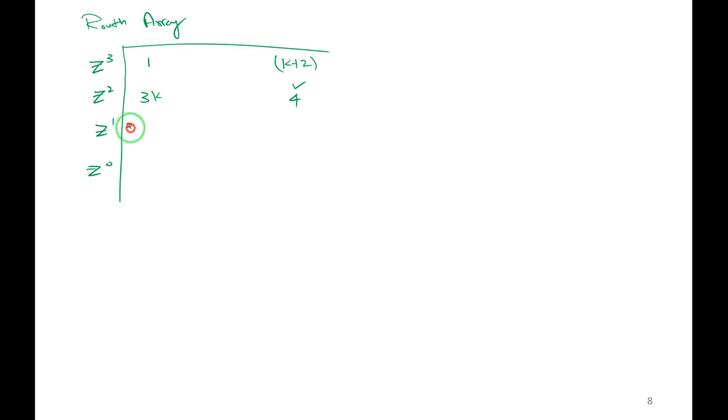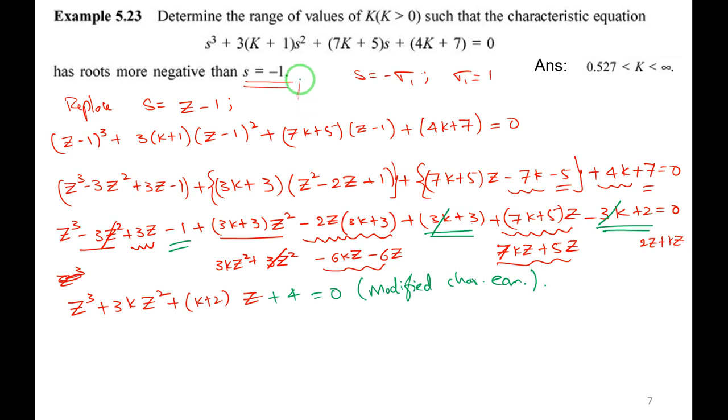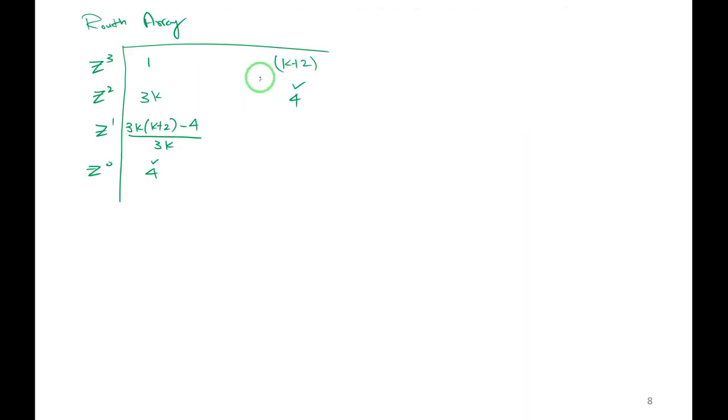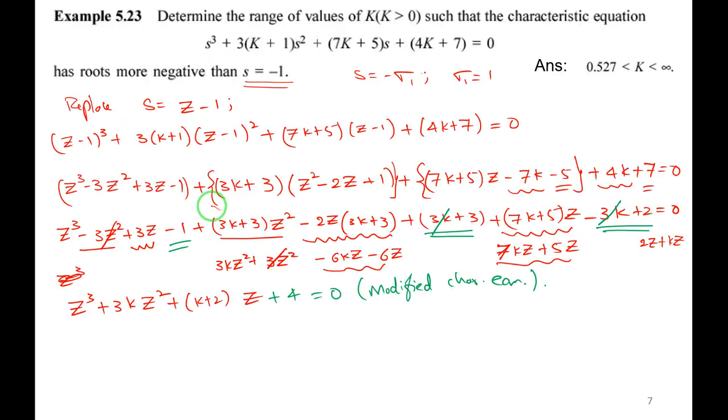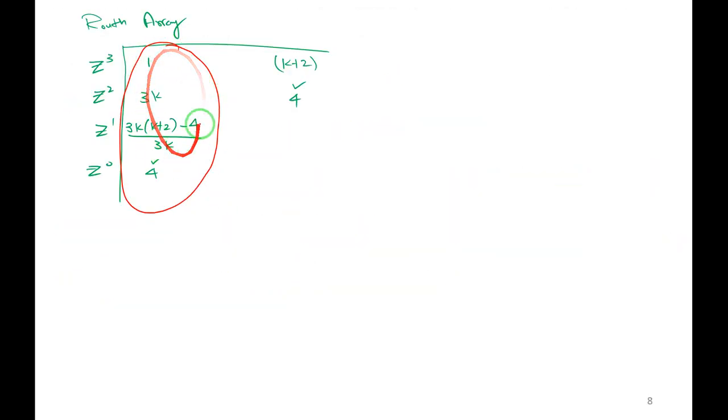So 3k into k plus 2 minus 4, divided by 3k. This one element I have calculated. Next, this element, no need to calculate. This constant term will be coming here. Okay, what they are asking is whether all the roots are more negative than s equal to minus 1, right? Just observe the first column elements of the root array. If all the roots have to be more negative than minus 1, then all of them should be greater than 0, right?